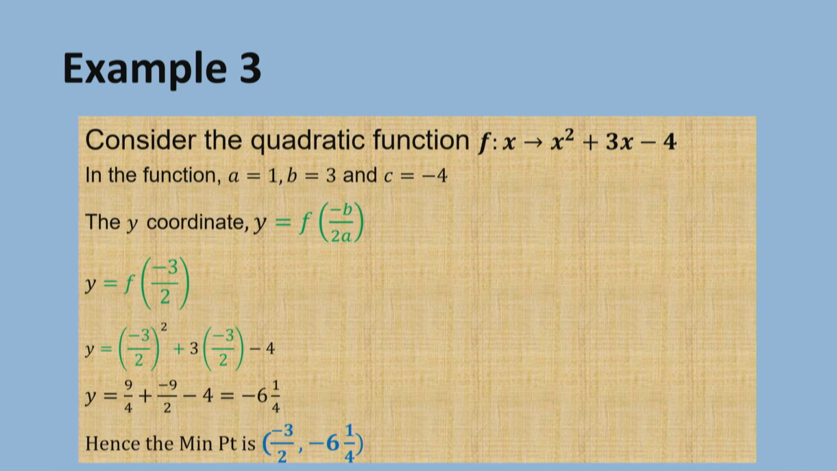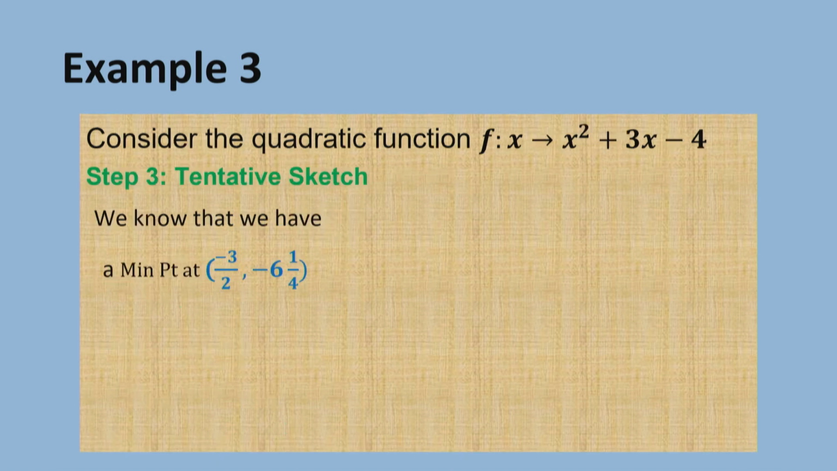So the y coordinate will be given by f of minus b over 2a. That is f of minus 3 over 2. How do we do that? Well, you just need to replace the x by minus 3 over 2 and you simplify. So the value of y will be minus 6 and 1/4. Therefore, the minimum point will be (minus 3 over 2, minus 6 and 1/4). So we know that the minimum point is (minus 3 over 2, minus 6 and 1/4).